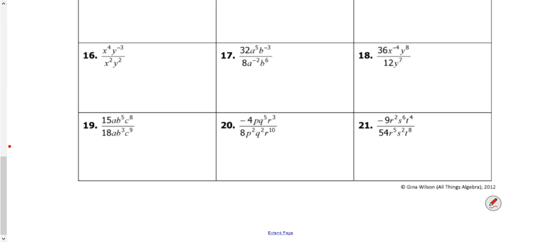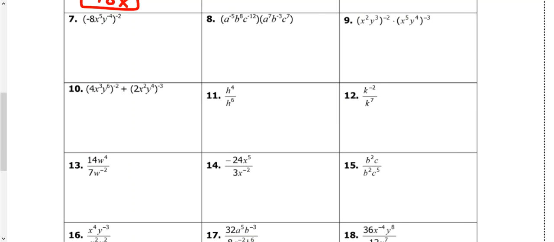Let's continue on. At this point, for 7 through 9, I'm going to ask you to pause the video and try to figure out 7 through 9 on your own. Once you are done, unpause it and check your answers.